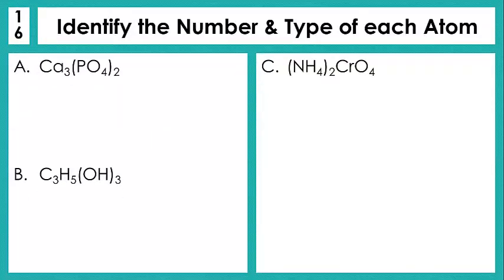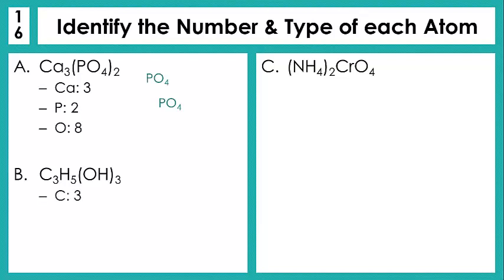Number 15, we are identifying the number and type of each atom in the formulas. So for the first one, I've got calcium, and there's 3 of them. Then after that, I have PO4 with a 2. So that means that there's 2 PO4s. So that gives me 2 phosphoruses and 8 oxygens.